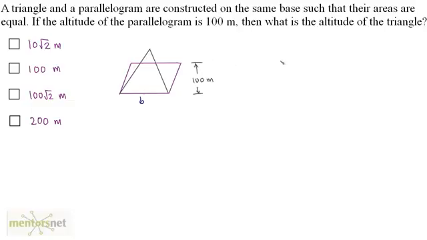So we have been given that the area of the triangle is equal to the area of the parallelogram. Now what is the area of a triangle? That's half into base into height. It is equal to the area of a parallelogram, which is base into height. So that will be base into the height of the parallelogram, that's 100. Now base is common, so I can cancel out this B here. So I have H is equal to 100 times 2, and that's 200 meters. So option D, that's 200 meters, is the height of the triangle.